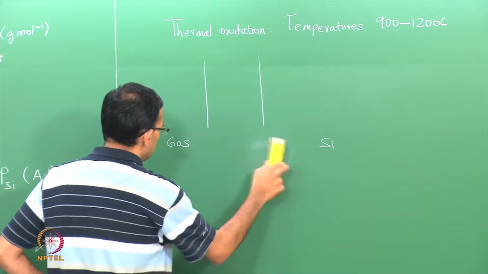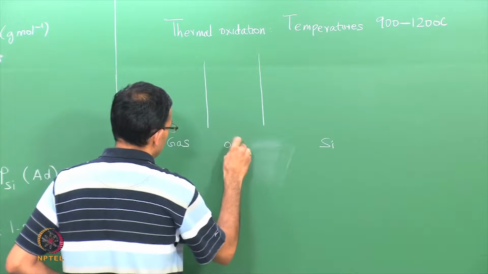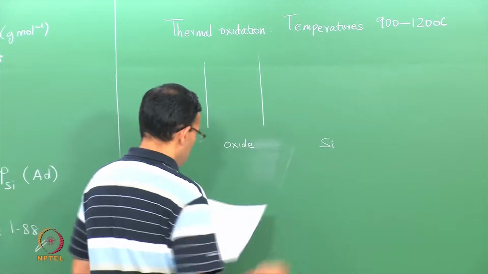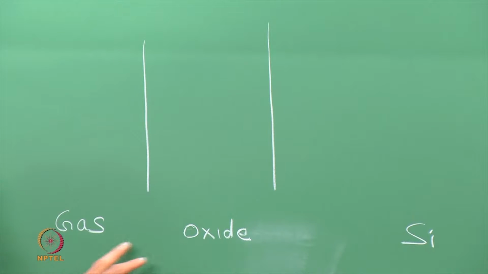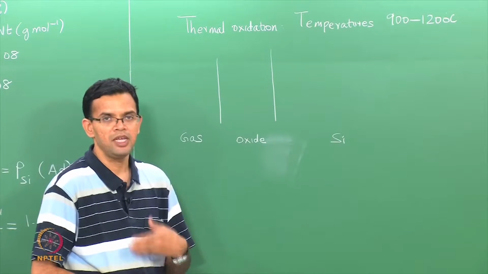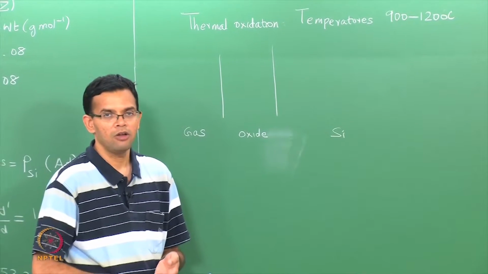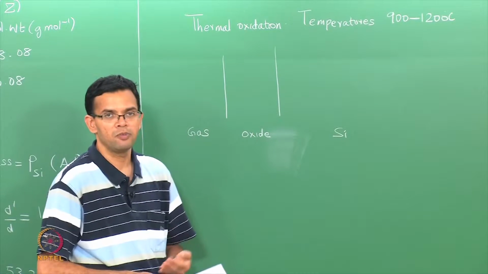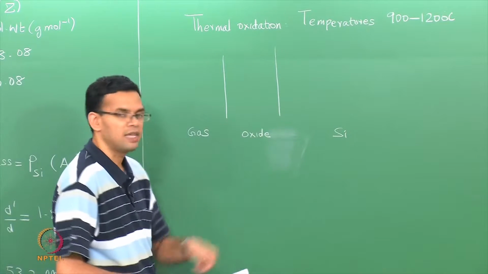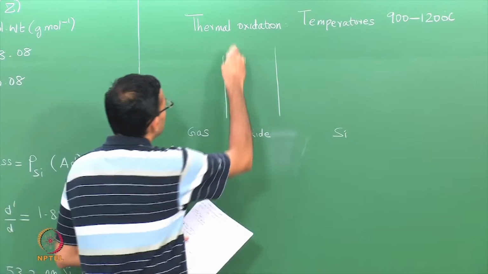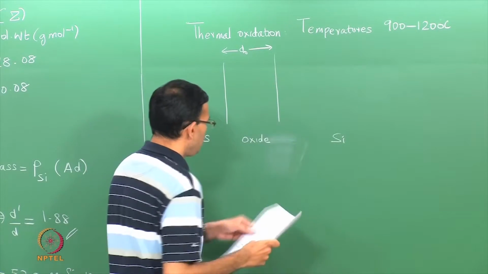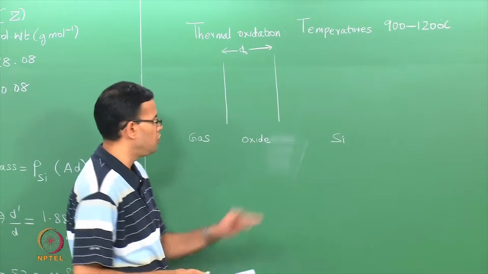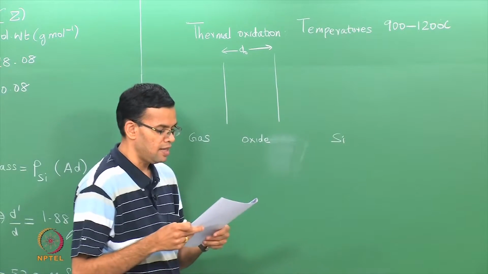So, let me just write this here. We have two interfaces. One is the interface between the gas and the oxide layer. This oxide layer can either be a pre-existing layer or you could be somewhere in the middle of the process, so that you have an oxide layer of certain thickness. Let us call this thickness d naught. We have another interface between the oxide layer and the silicon.